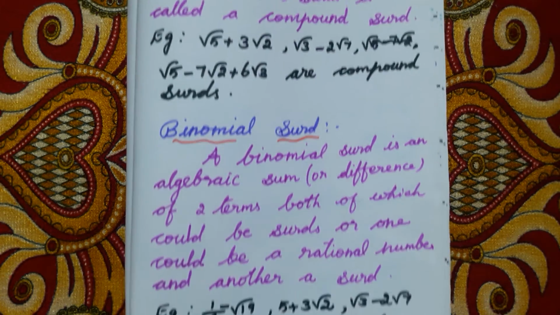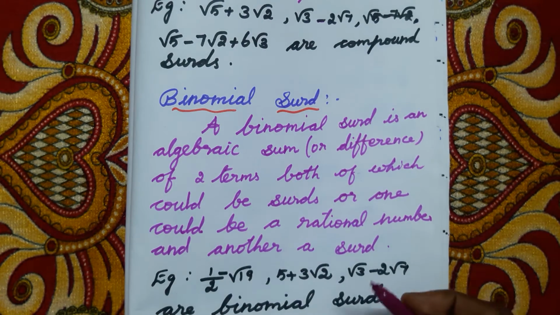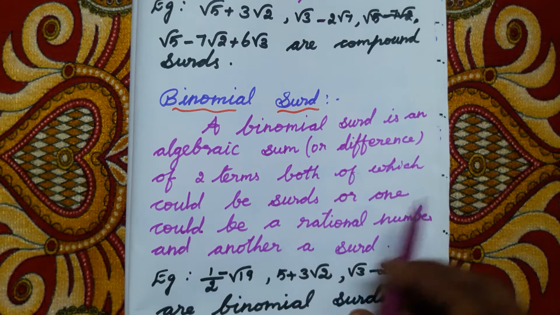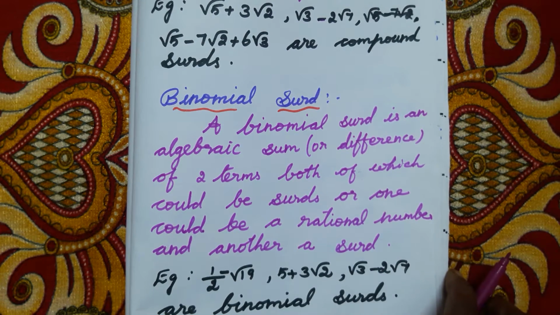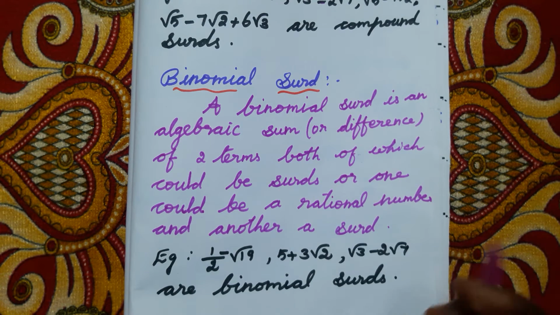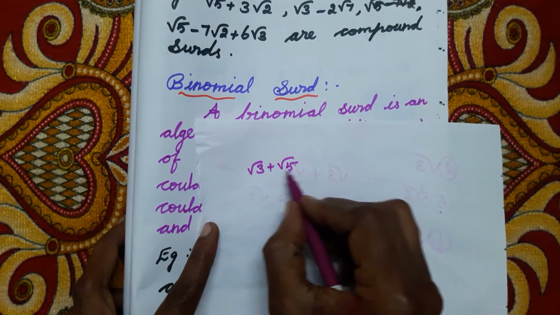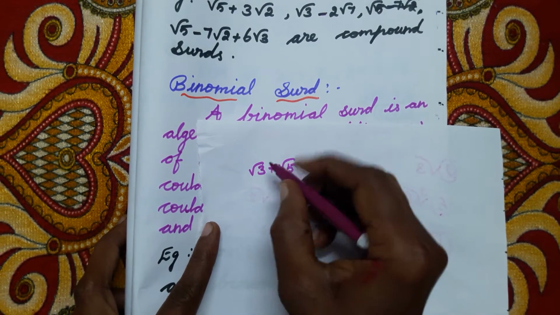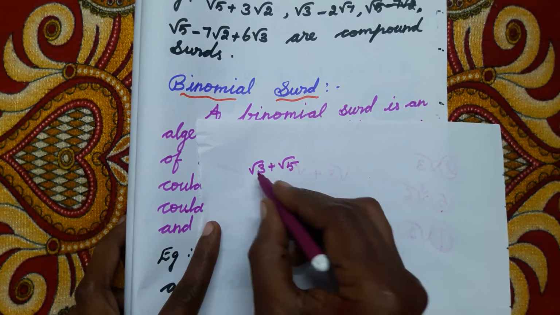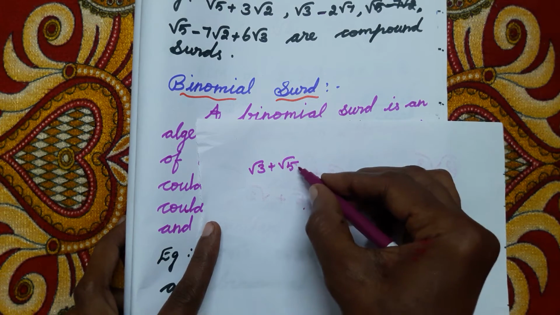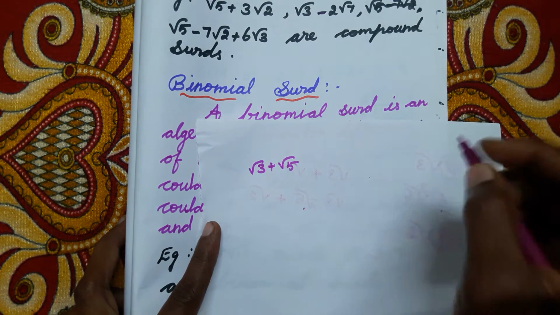Next, binomial surds. A binomial surd is an algebraic sum or difference of 2 terms, both of which could be surds, or one could be a rational number and another a surd. Here, for example, root 3 plus root 5. Both are surds, 2 terms are there. This is called a binomial surd. Another name for this is compound surd also.